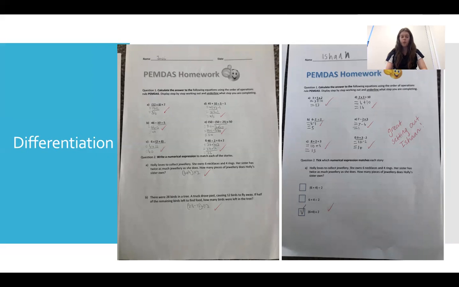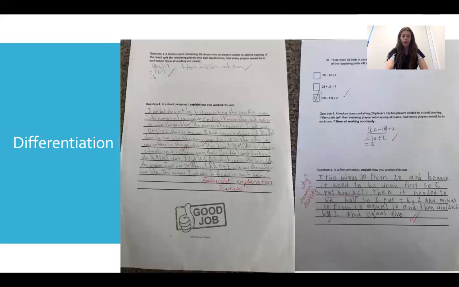Here's an example of 2 homework sheets I have differentiated, the one on the left being the higher level and the one on the right being the lower. The main points of differentiation were that in question 1, in the left-hand sheet, the equations had 4 numbers, whereas on the right, the equations had 3. In the second question, the left required students to create a numerical equation derived from a word problem, and on the right, they just had to tick the correct equation which matched the word problem. And finally, the left required a paragraph explanation for the final question, whereas the one on the right just required a few sentences.